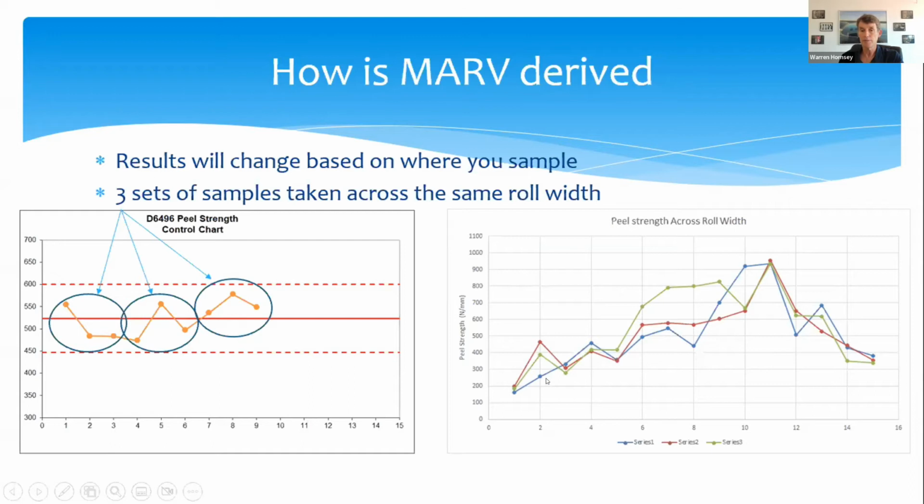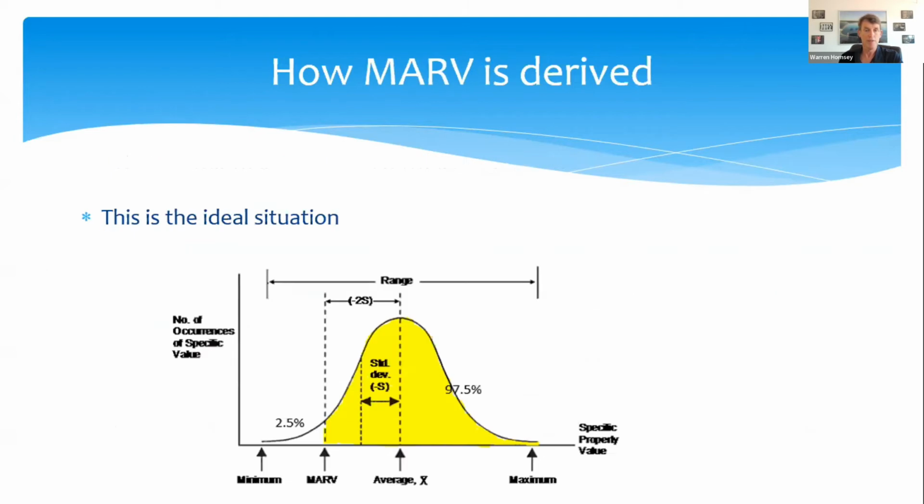And if you were unlucky and you selected this point here, this point here, this point here, and up here and down there as your peel strengths, you could get a very different result from when you're picking up the peaks. So it's important to know that these materials are not that consistent, and that the MARV should take into account these values along the way.